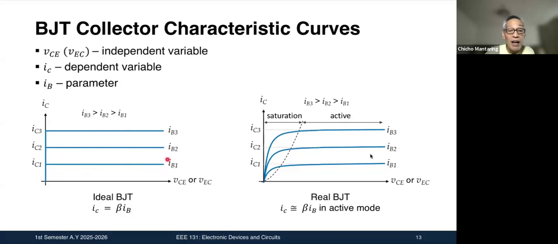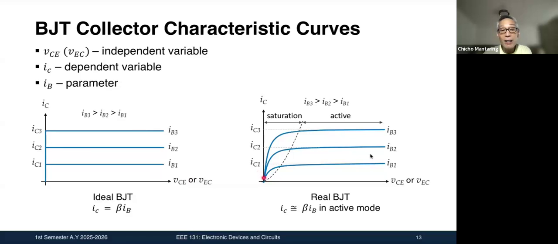For this particular value of IB, you have this value of IC, beta IB, and that is independent of VCE. In other words, the value of IC does not depend on VCE, it only depends on IB. So this is for IB3, which is greater than IB2, which is greater than IB1. Again, these are the collector characteristic curves of what we might call an ideal BJT.